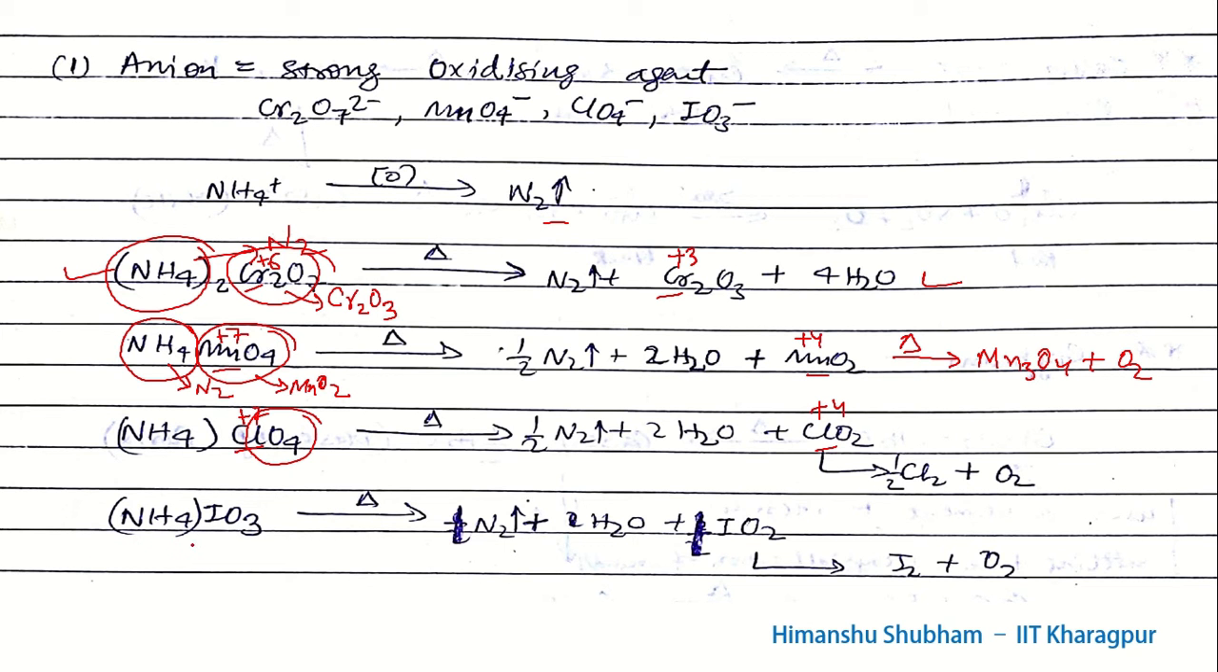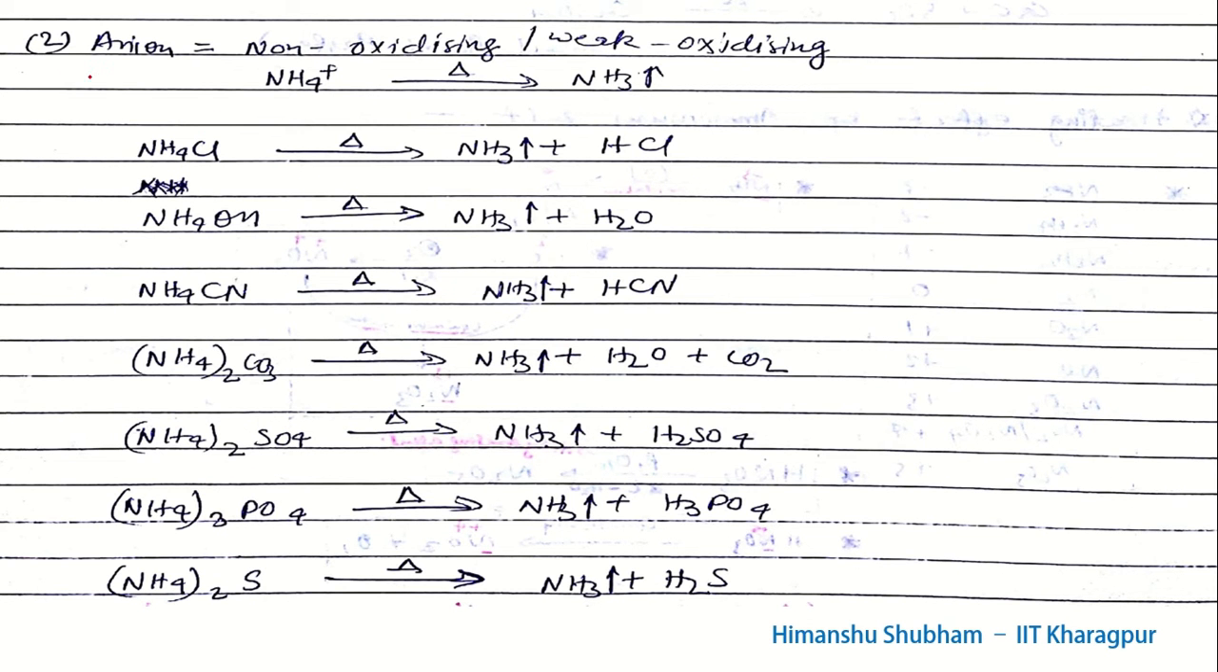So in the last case here, NH4IO3. So NH4 will get oxidized to N2, and IO3 will get reduced to IO2, and H2O would be released. And these compounds IO2 and ClO2 can be further heated to give Cl2 and I2 and O2.